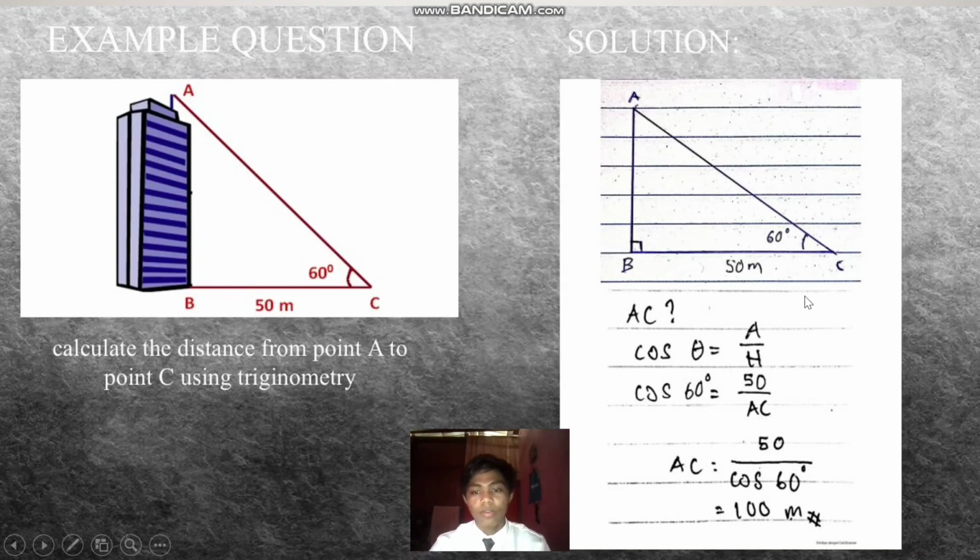We use the formula cos because the formula cos is adjacent over hypotenuse, and we have the adjacent and the angle, but we are going to find the hypotenuse. So cos 16 degrees equals 15 over AC. 15 is the adjacent and AC is the hypotenuse. So AC equals 15 over cos 16 degrees, and the answer is 100 meters.